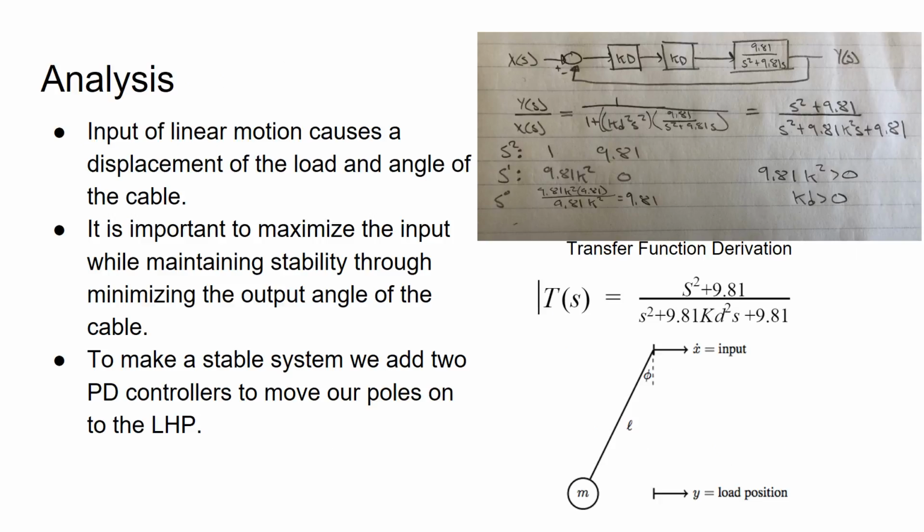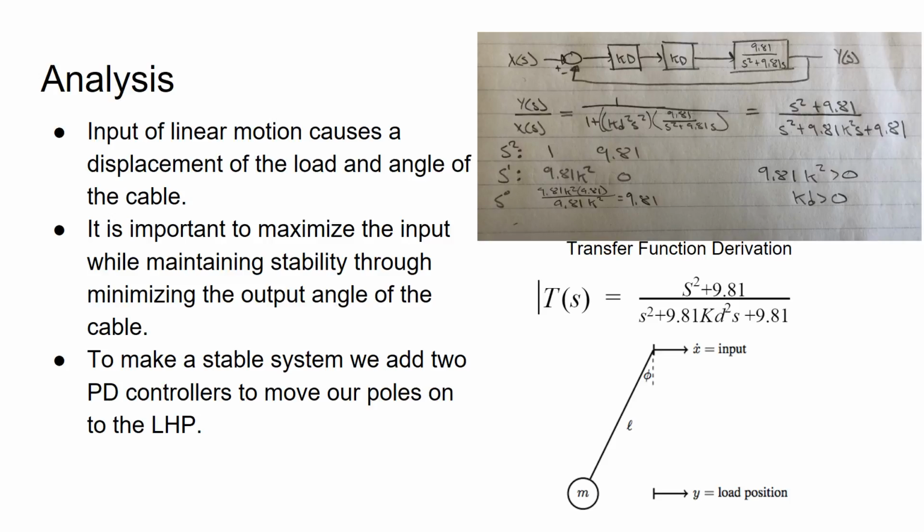For the crane problem, the input is linear motion, which is caused by the worker who's moving the load, and this results in displacement of the load and angle of the cable. In order to maximize the input of the load, we wanted to make sure the system is stable so that when the worker is moving the load across, he can move it quickly and efficiently while not having the load swing back and hit them, causing the load to swing wildly.